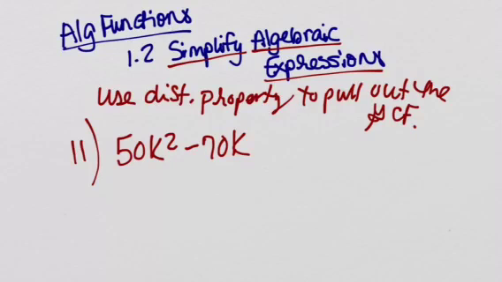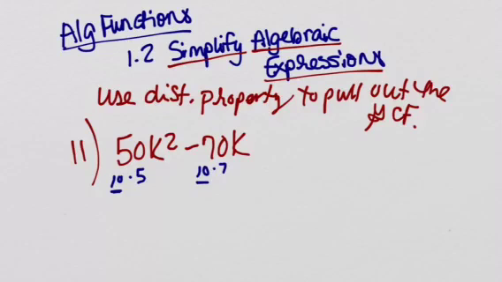So I need to look at this and say, what do 50 and 70 have in common? That is the greatest number that I could divide out. And what do k squared and k have in common that I could pull out as well? Okay, so I'm going to start with the numbers. I'm going to look at 50 here. Well, I know that 50 is 10 times 5. Look at 70. It's 10 times 7. Oh, well, right there, they both have a 10 in common.